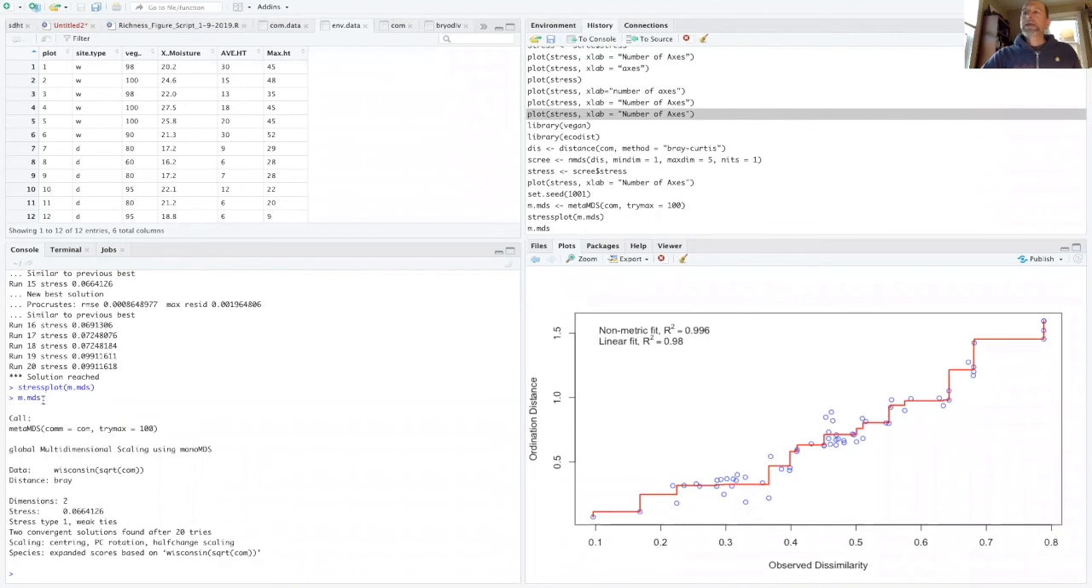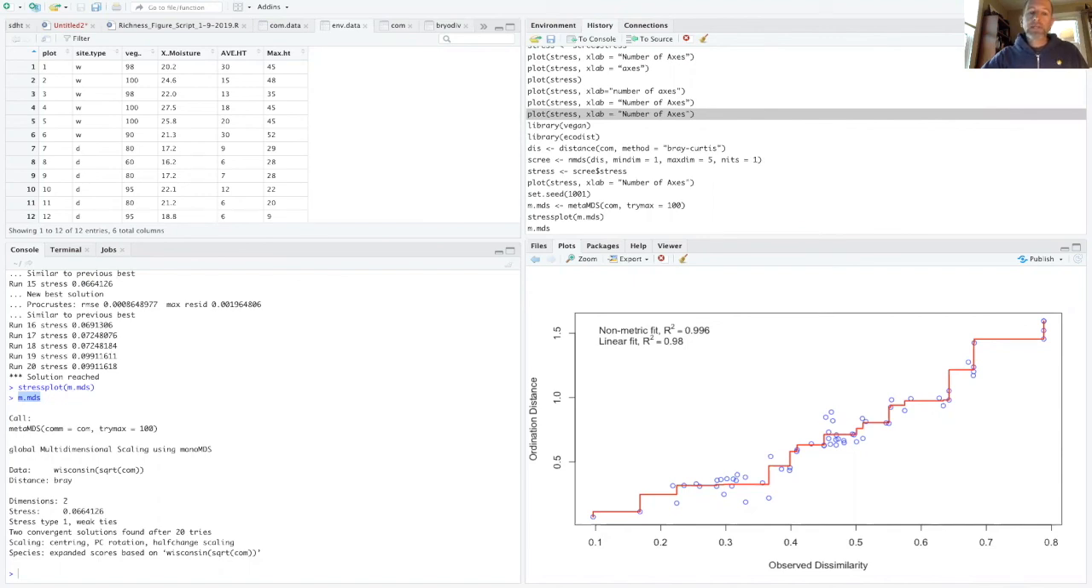When I type in the command just m.mds, that's my ordination, I get my actual stress associated with the ordination. You can see that it was 0.066 in 2 dimensions. This found a convergent solution after only 20 tries. It would have gone up to 100, but it was finding consistency, and so it stopped. And so this is a really nice ordination. It's a really low stress. It's really easy to represent in just 2 dimensions.